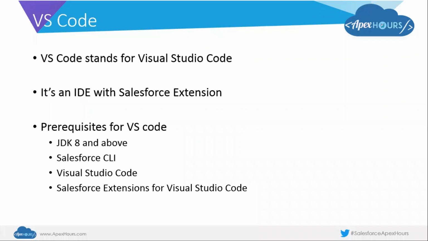Then the next tool is called VS Code. VS Code is nothing but Visual Studio Code. Okay. It is an IDE with a Salesforce extension, where you can download the Salesforce extension and start using this VS Code IDE on your local machine. So the first two tools were web-based tools, and now there is another tool which is a local tool. On your local machine, you can download this tool, install it, and start the development. So there is a key difference between these two tools, right?